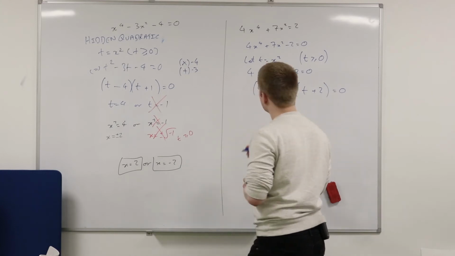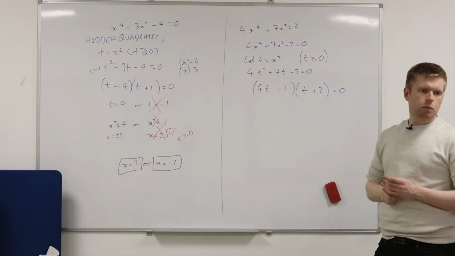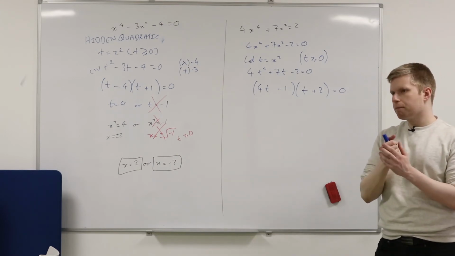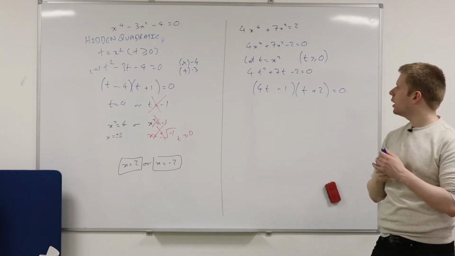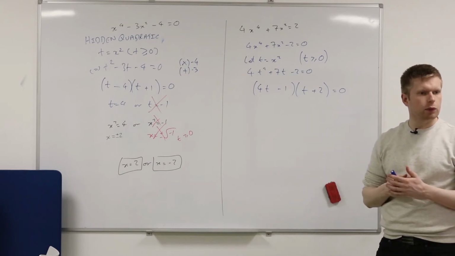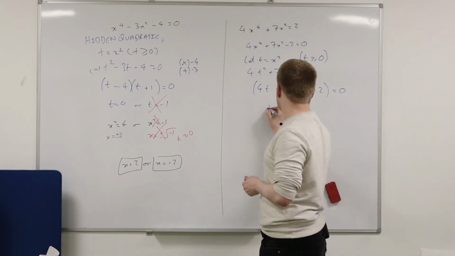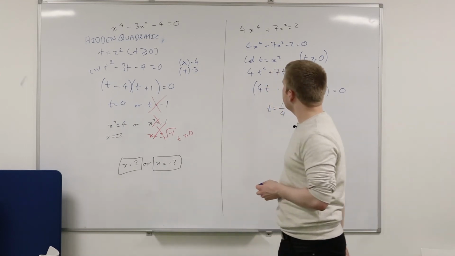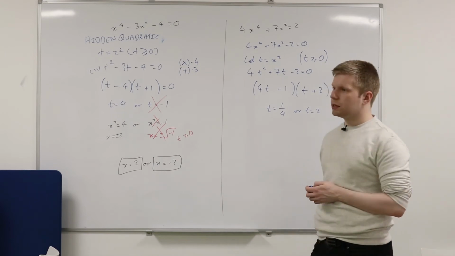Plus 2, negative 1. Yeah. You all happy with how I got from here to here? Or have you all got a strategy for getting from there to there? Doesn't matter how you get from there to there. Quadratic formula, factorising, whatever we want to use. Okay. So t is equal to that, t is equal to that.